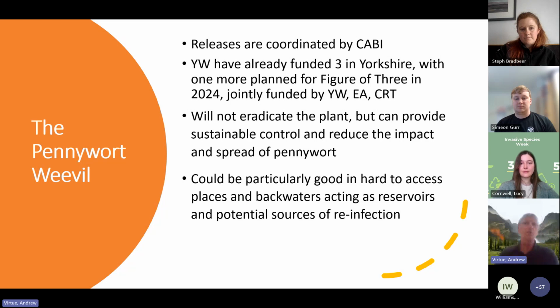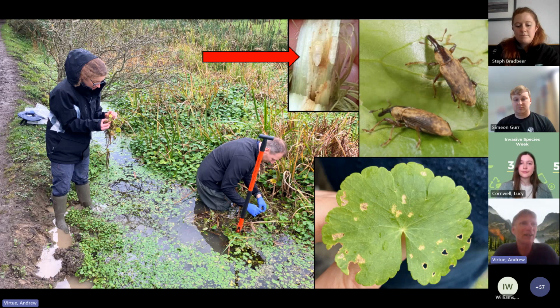And so here's a nice picture of the team at CABI looking at a site in Barnsley where we introduced the weevil last year, and they're having a good look to see if they can find any evidence of the weevil burrowing into the actual stems of the plant. For those of you who don't know how this insect works, it's from the native range of pennywort in Argentina. It's been rigorously tested, so don't worry, it's not just going to suddenly start munching all our native plants.